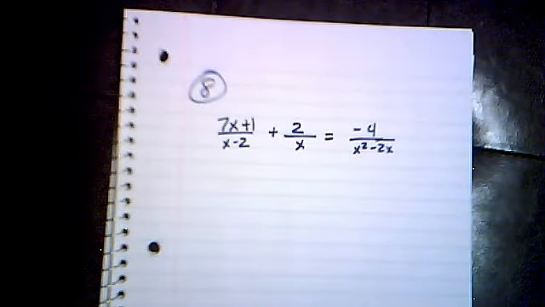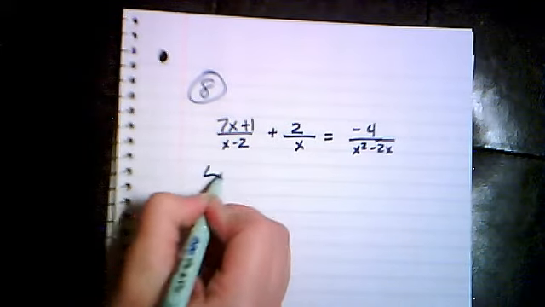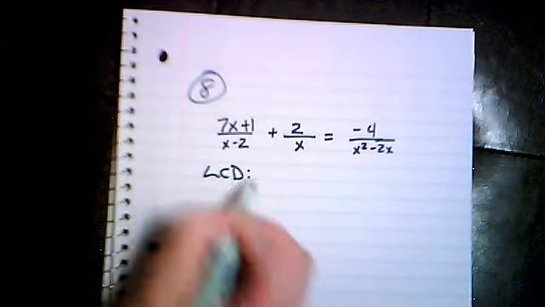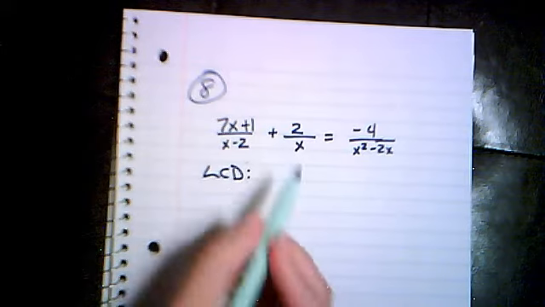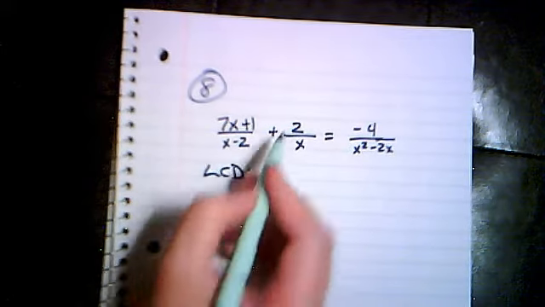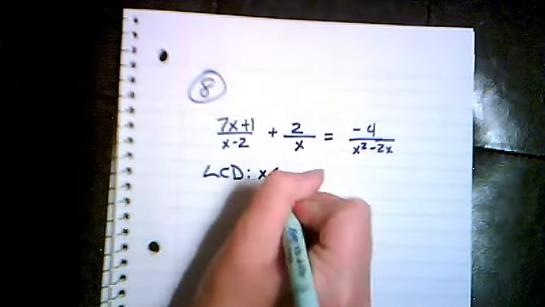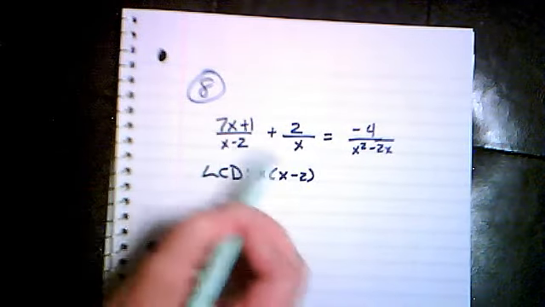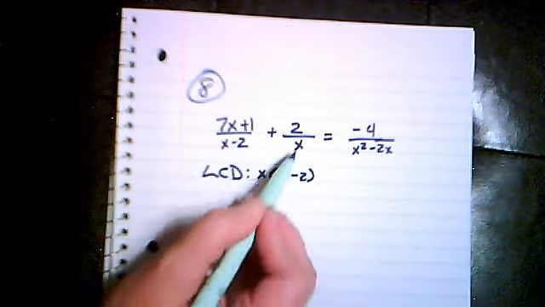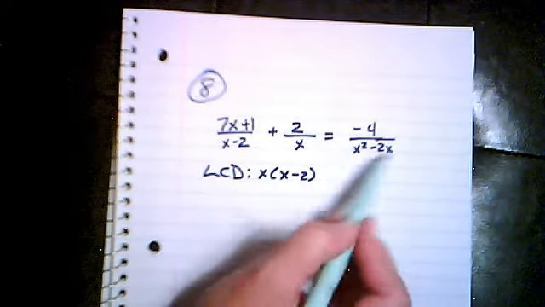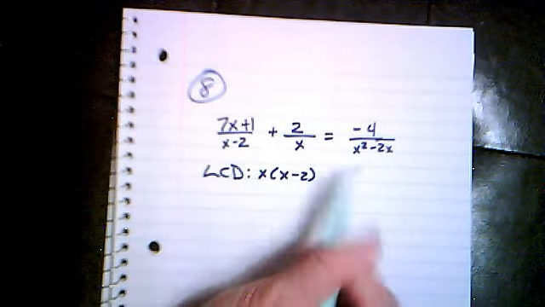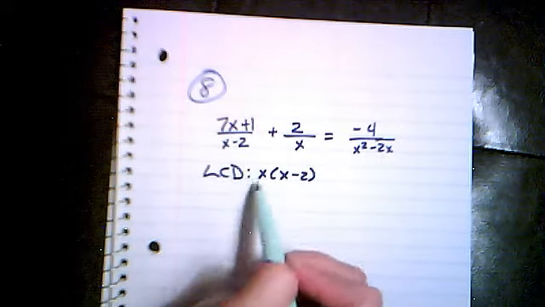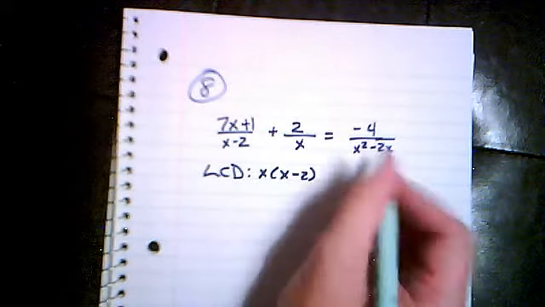Now another rational function. First of all, let's identify the LCD in my problem number 8. So the LCD is going to be x times (x minus 2). So the x minus 2 is covered here, the x is covered here, and this one is a product of these two. So this LCD covers every single thing that we have.